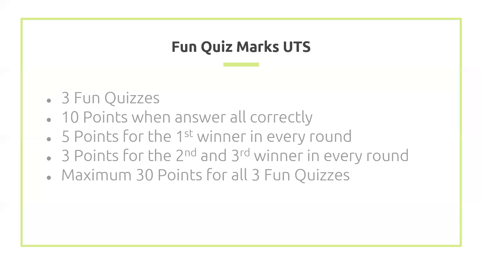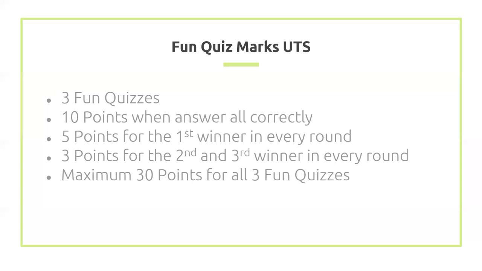If you're not the winner, but you answer all correctly, you will have 10 points. If you don't answer all correctly, then you will have a portion of the 10 points, based on your correct answers. So each fun quiz, you can have 10 points if you answer all correctly. If you answer half of them correctly, then you have 5 points. So I'm not changing how many points you can get, but I simply give a bonus to the winner in every round.